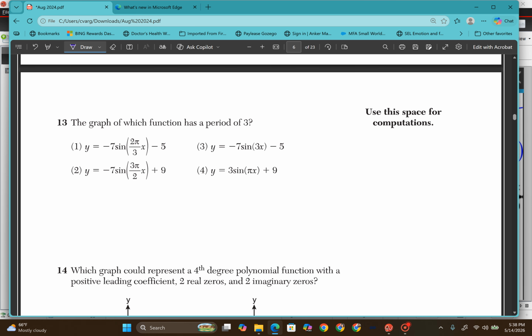All right, this one, number 13, it says which one has a period of 3. The formula for period is 2 pi over b. So over here, your b is 2 pi over 3. So we're going to do period is equal to 2 pi over, and then 2 pi over 3. When you plug this into the calculator, you're going to get period is 3, which is what we want. Which one has a period of 3? That is choice 1. If you plug in any of the other ones and do this again on your calculator, 2 pi divided by 2 pi over 3, that answer is 3.